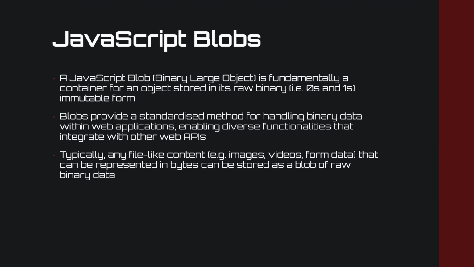So as we mentioned earlier, HTML smuggling depends on JavaScript blobs. And at the most fundamental level, a JavaScript blob is a container for an object stored in its raw, binary, immutable form, that is zeros and ones. Most of the time, JavaScript blobs will be used when handling file-like data, such as images, videos, and form data. And numerous web APIs will typically not operate directly on the data of such files, but instead operate at the binary level, as it's far more memory efficient.